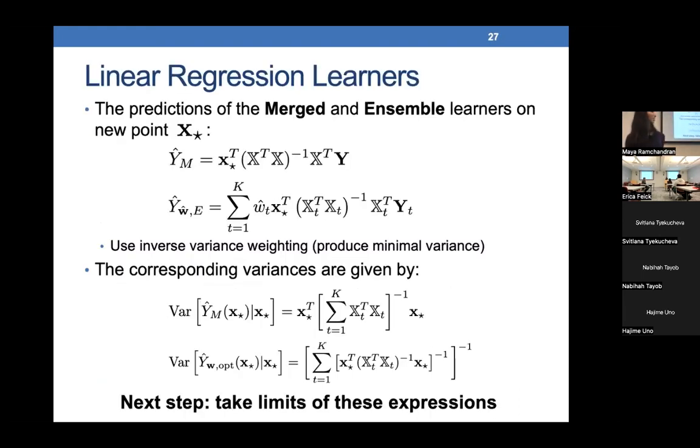So starting with linear regression, if we are using linear regression learners on a true linear outcome, we can basically express the predictions as follows. This is pretty standard. And if we use, within the ensembling framework, inverse variance weighting, which has also been proven to produce the minimal variance across all possible weighting approaches, so we consider that when building the ensembles. Then we can obtain closed form expressions for the variances of the merged learner and the ensemble learner. And then the next step is to take limits of these expressions to determine what's happening asymptotically.